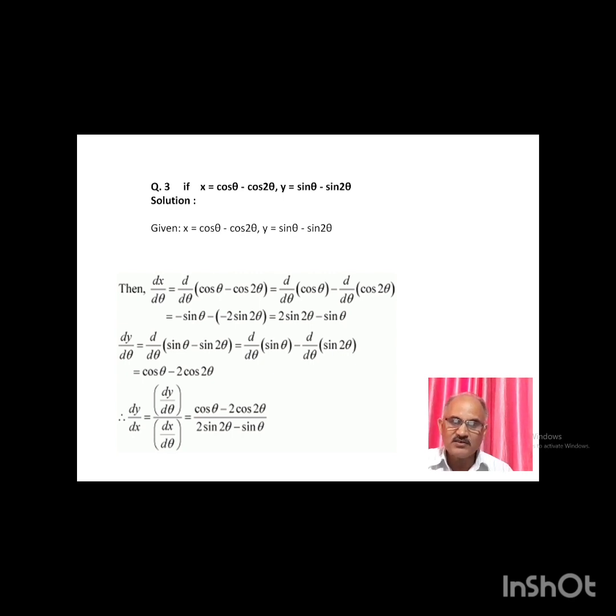Now differentiate y is equal to sin theta minus sin 2 theta with respect to theta, and we get dy upon d theta is equal to cos theta, derivative of sin theta is cos theta, minus sin 2 theta differentiation is cos 2 theta into 2. So therefore dy upon d theta is equal to cos theta minus 2 cos 2 theta. Hence dy upon dx is equal to dy upon d theta multiplied by d theta upon dx, or we can write it as dy upon d theta divided by dx upon d theta, is equal to cos theta minus 2 cos 2 theta divided by 2 sin 2 theta minus sin theta.